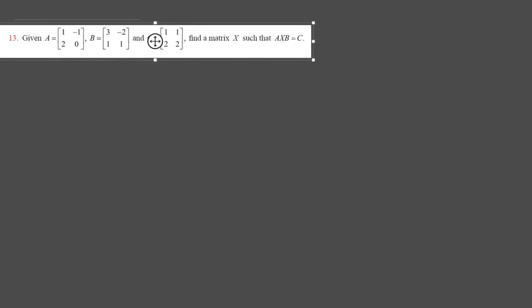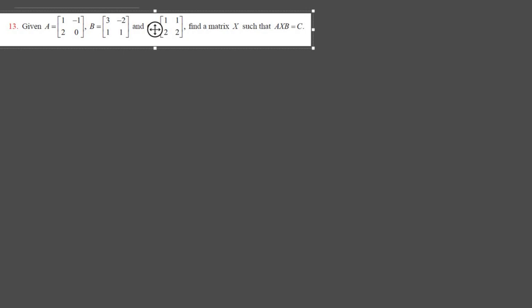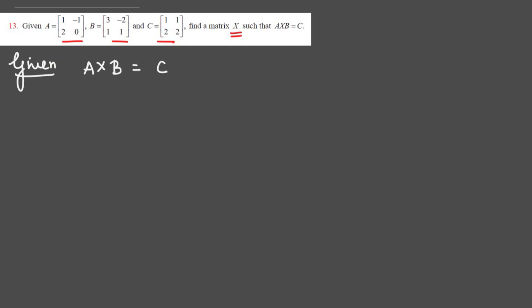Next, moving on to question number 13. Given the A matrix, B matrix, and C matrix, we are asked to find the value of the X matrix, given that the product A X B is equal to C. Our aim here is to find the X matrix. So to find X, first we post multiply by B inverse on both sides.